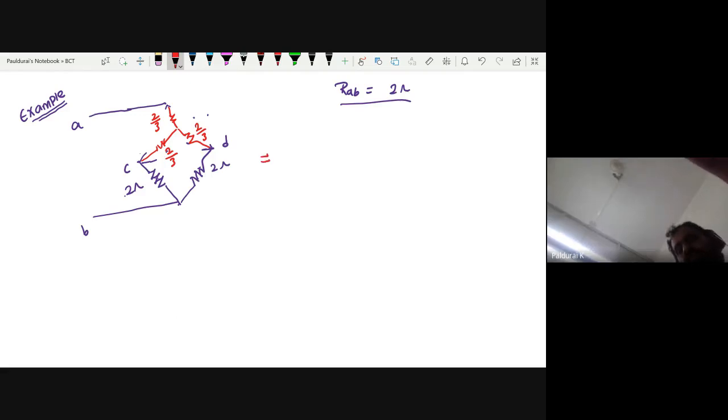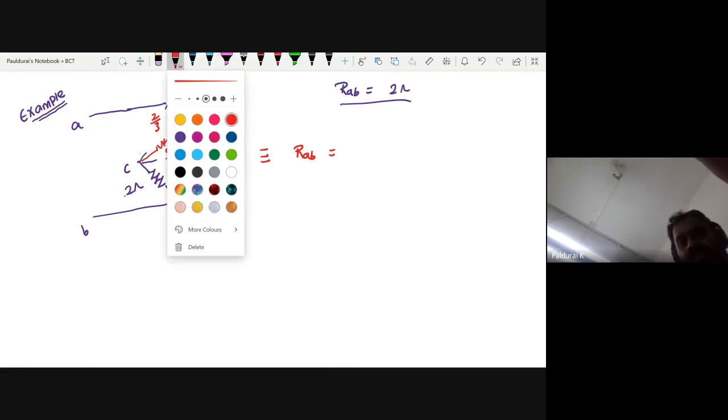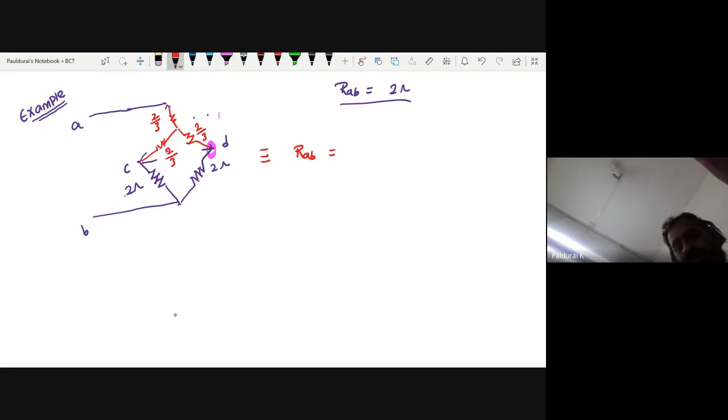So now how will you find RAB? Any idea? How are these connected? This 2/3 and this 2/3 are in series, right? Because only one term is connected. So these two are connected in series. So what is the equivalent? This 2/3 plus 2 will give you 8/3, right?